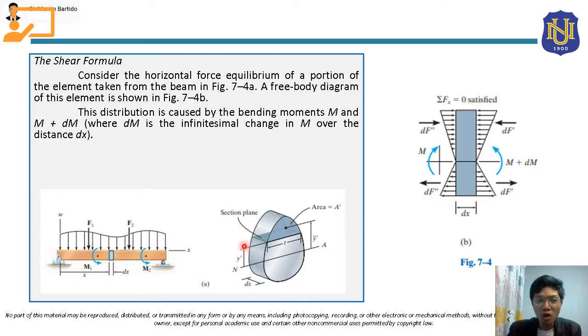So, class, if you are going to consider this element here, of course, there will be a moment na nag-a-act, internal bending moment, kumbaga, na nag-a-act dito sa element na ito. So, this is the internal bending moment at this side. Okay, and dun sa kabilang side naman, class, yung internal bending moment will be M plus dM. Wherein this dM, class, this is the infinitesimal change in moment M over the distance dx. Okay, so take note, class, that this is just a very, very small element. Okay, and kinuha natin yan dito sa beam na ito.